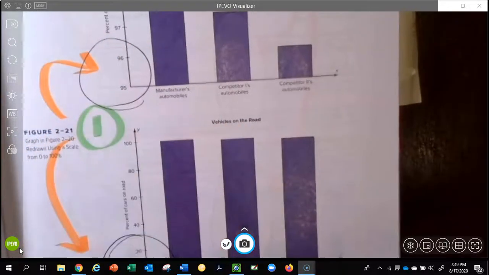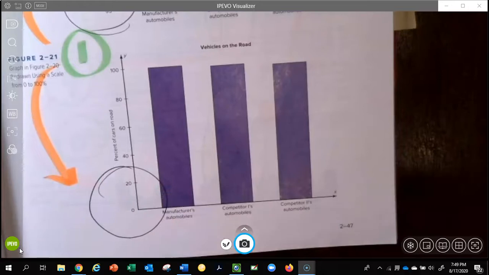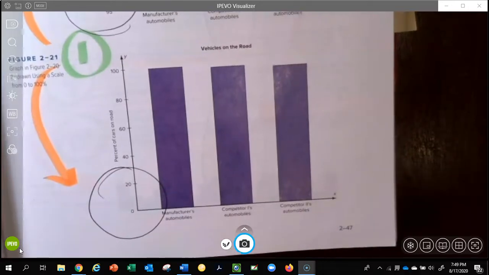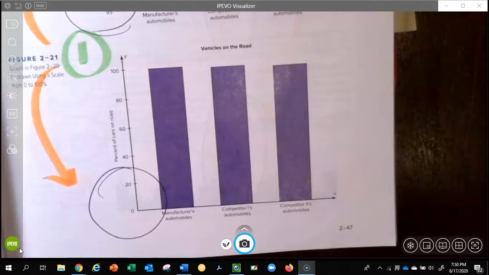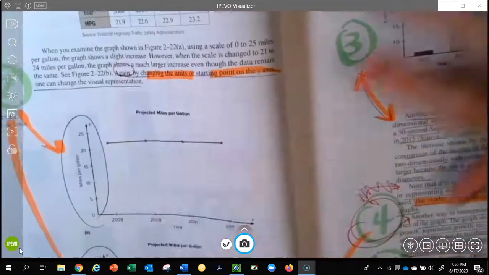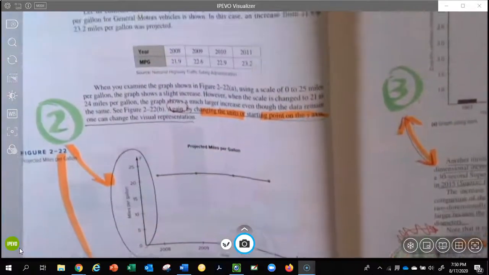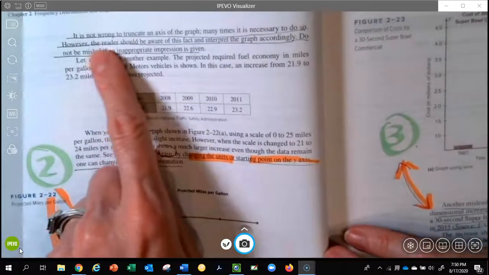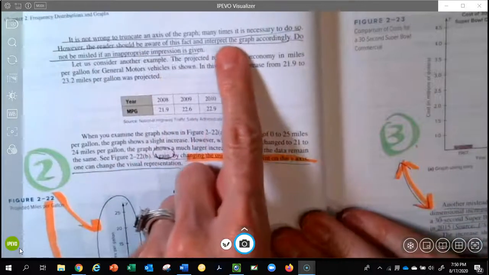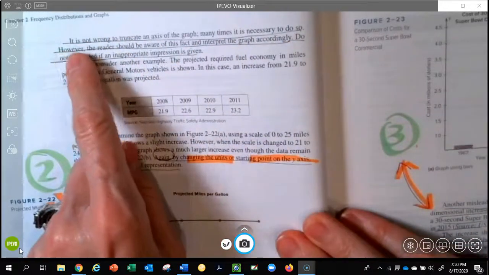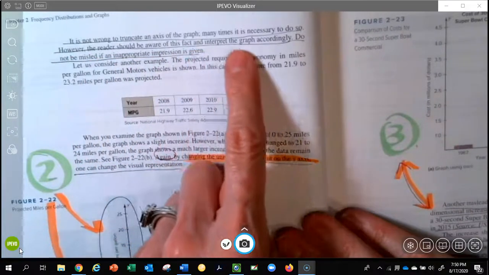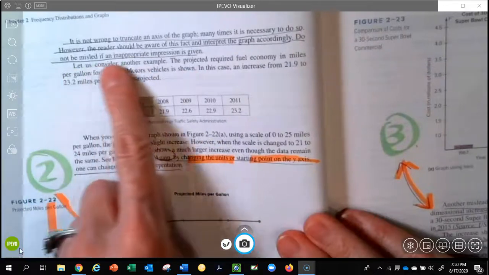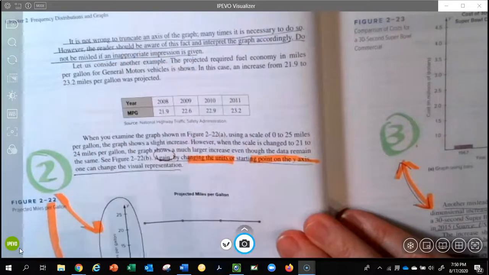So if you were asked what is misleading about this graph, or is this a way to mislead on a graph, or list 3 different ways that graphs can be misleading, know that one way is to mess around with numbers on the y-axis. I would keep my card going, and then that brings us to the next page on a second one. It is not wrong to truncate an axis of a graph, and many times it is necessary to do so. However, the reader should be aware of this fact and interpret the graph accordingly. Do not be misled if an inappropriate impression is given.